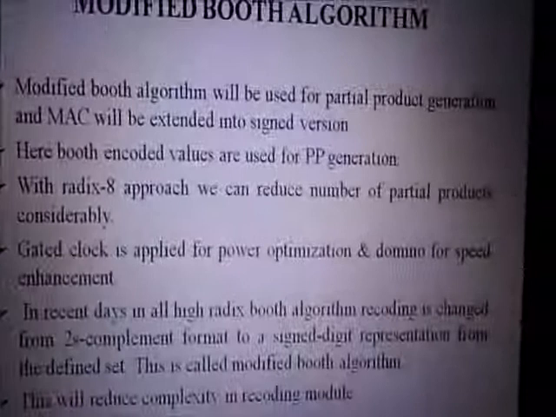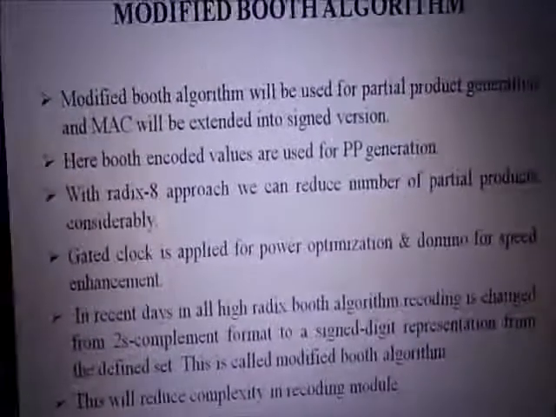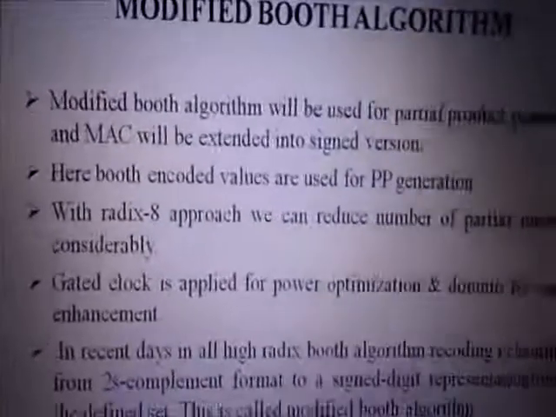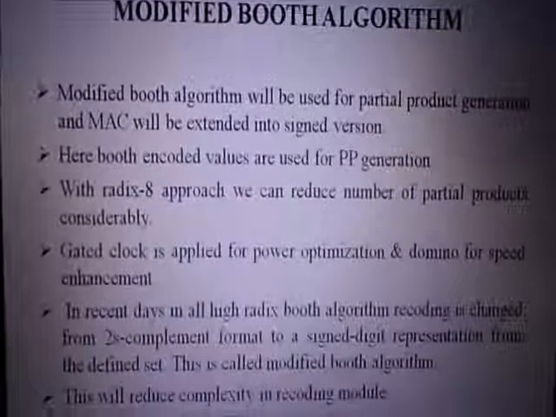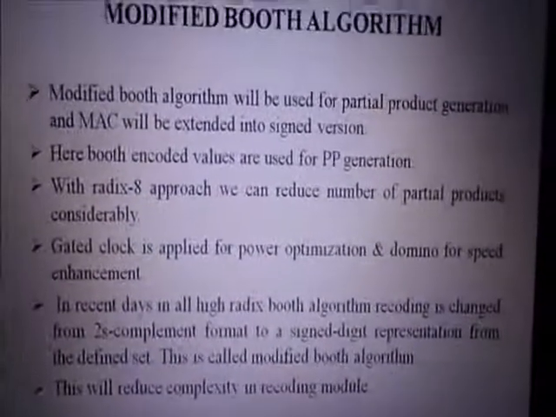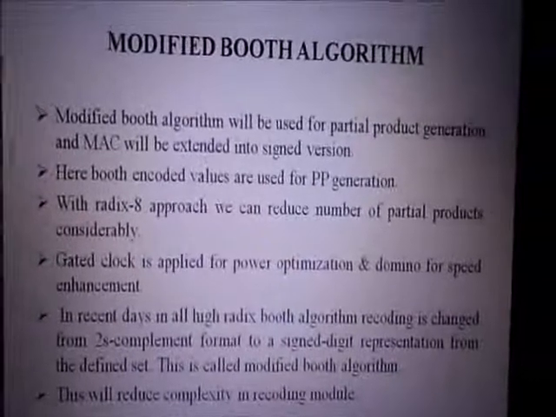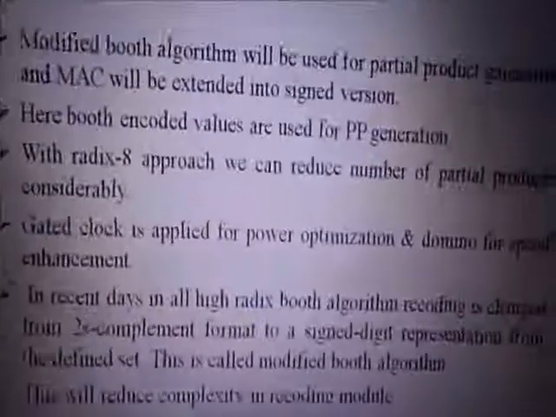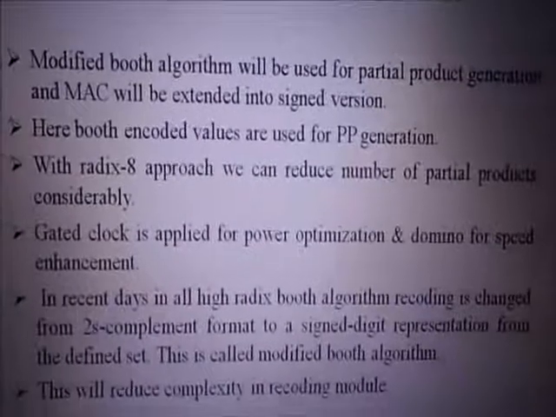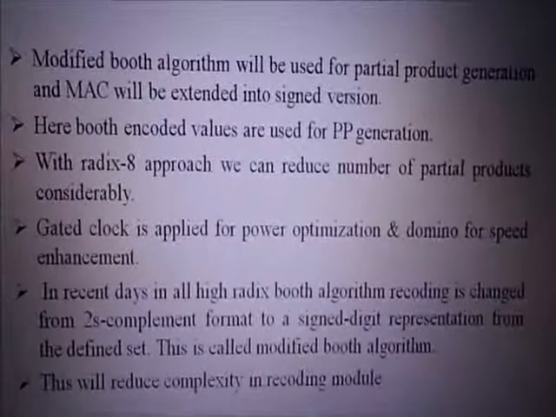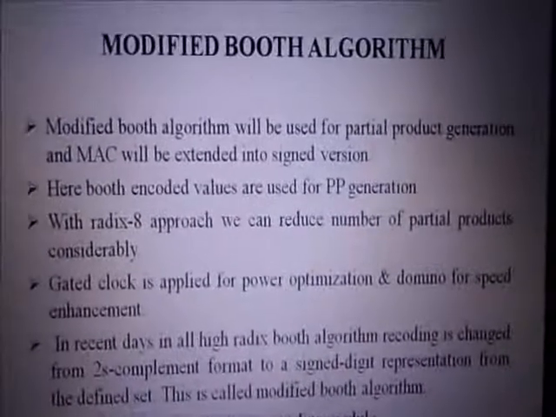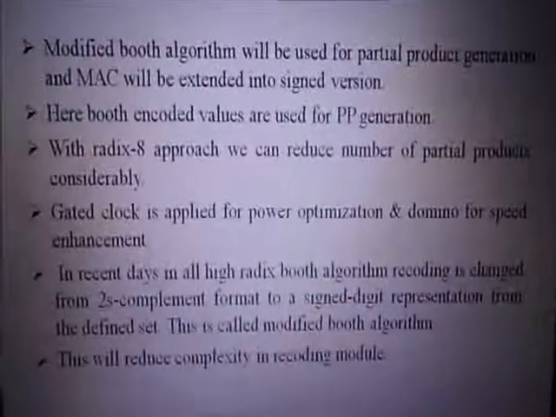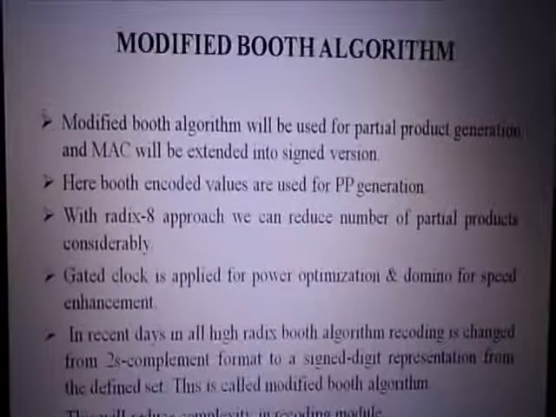The modified Booth algorithm is mainly used for partial product generation, and the map will be extended in signed version. The Booth encoded values are mainly used for partial product generation. With the Radix 8 approach, we can reduce the number of partial products in parallel. Previously, Radix 4 and Radix 2 were used. In Radix 2 we group the terms into 2, in Radix 4 into 4, and in Radix 8 we group the terms into 3. So the gated clock is mainly applied to reduce power for power optimization, and domino logic for speed.